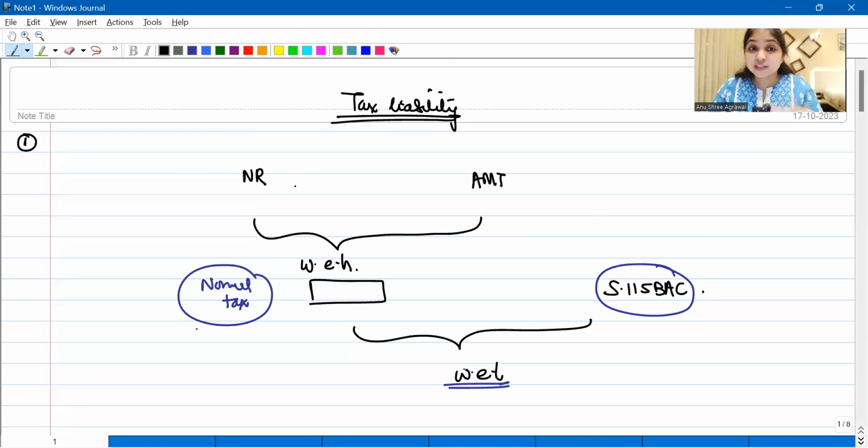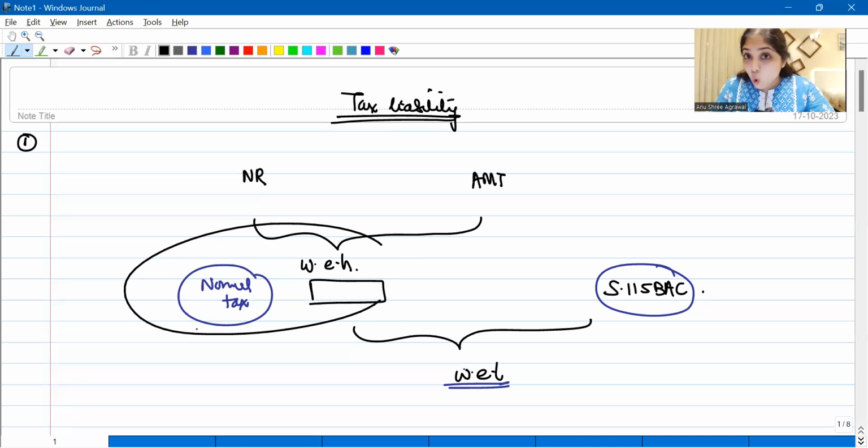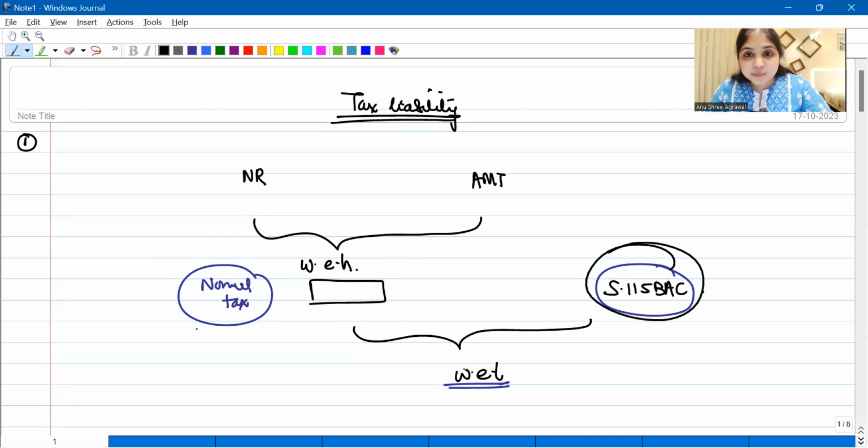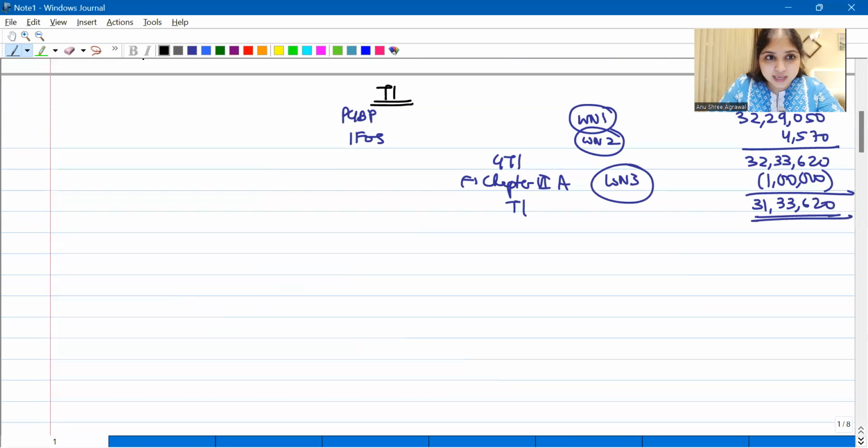They are asking us which is the most beneficial method. So we will do as per normal rate. We will do as per AMT. We will find whichever is higher. This will be my normal tax. Then I'll see as per 115 BAC, I'll pick whichever is lower. Why whichever is lower? Because whichever is most beneficial. Okay, now listen, let us do the calculation.